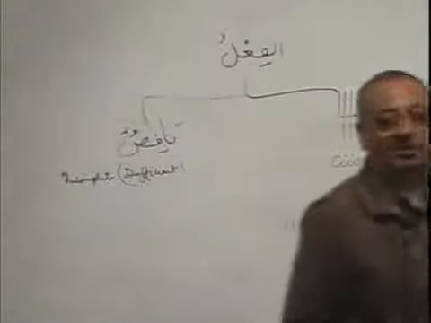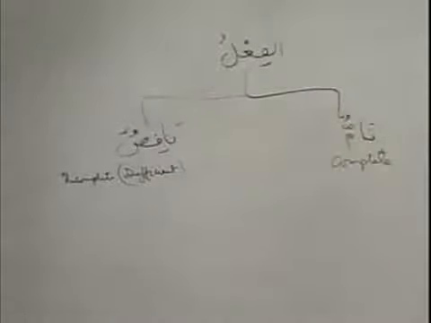Are you with me? I had explained to you before. Do you remember, brothers and sisters? Complete verb and incomplete verb. Have we done any incomplete verb so far? What was that? Laisa. Remember? Laisa has ism and Laisa has a khabar. It is incomplete.